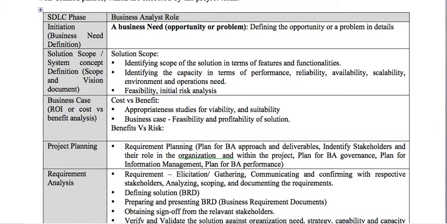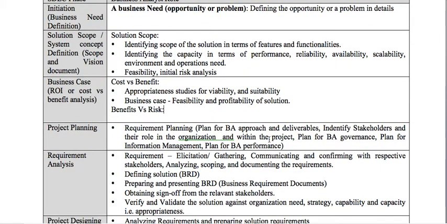Remember, when we define the solution scope, we get input from the project manager about the cost and the schedule, which is required for preparing the business case. In case you are performing a dual role, PM and BA, then you will be completing all this work. So this will be your deliverables.